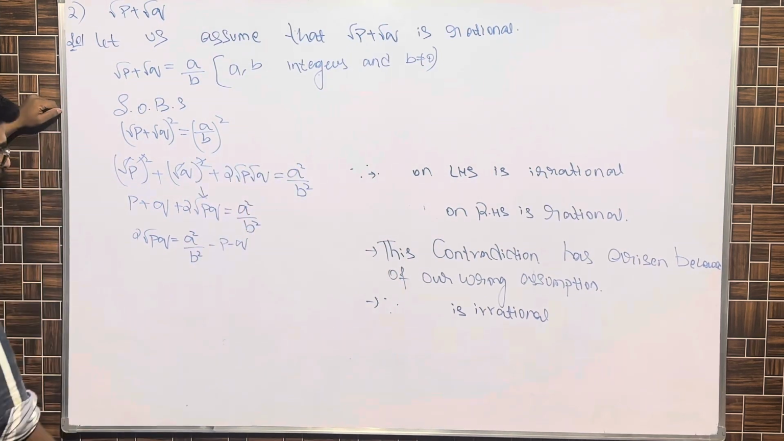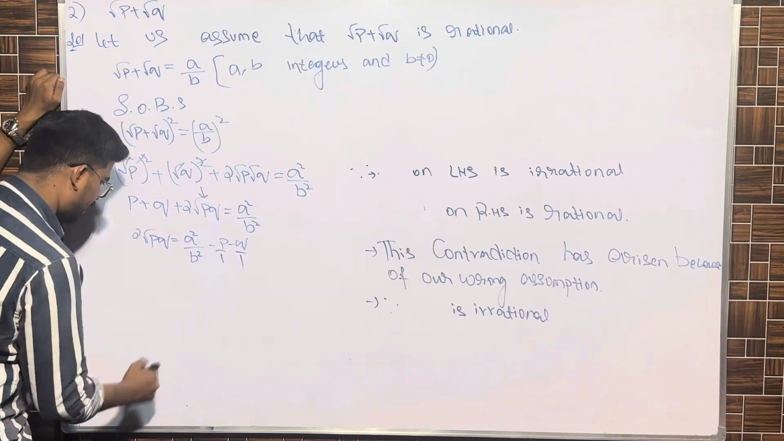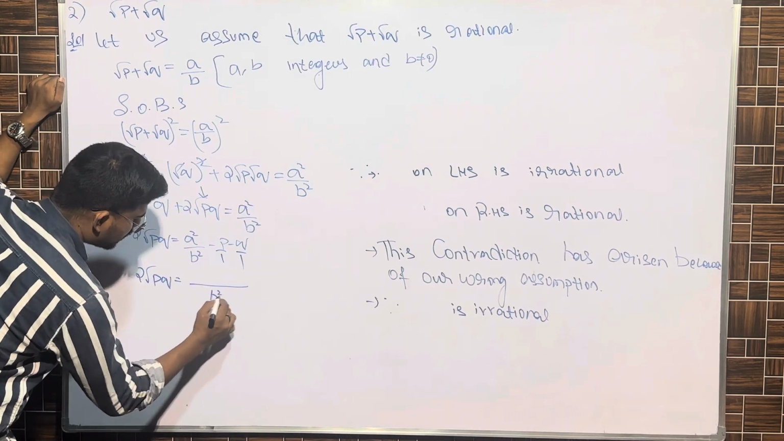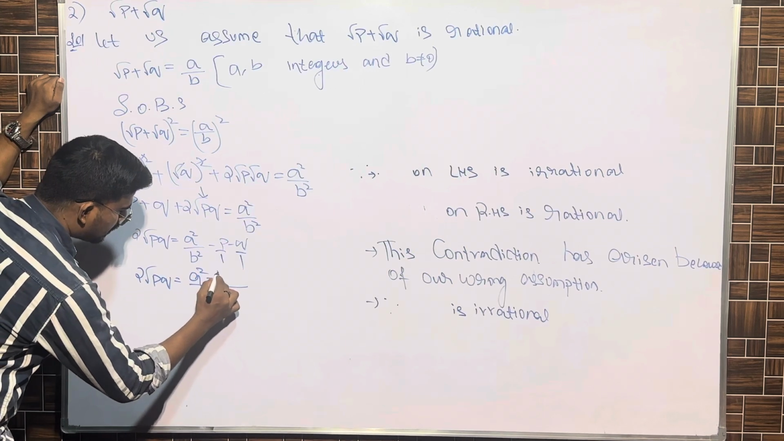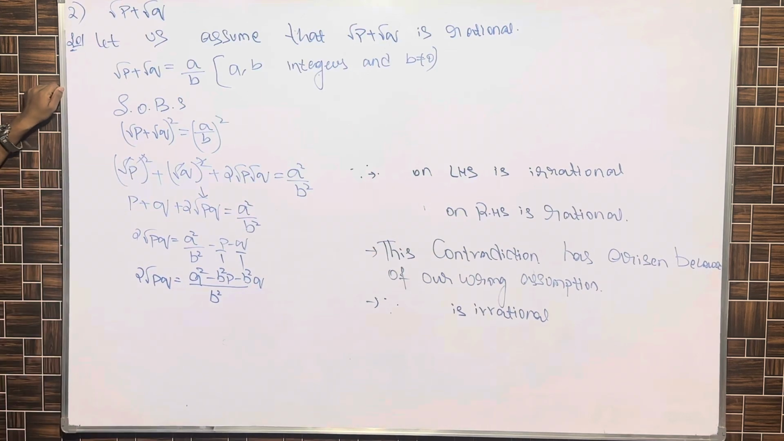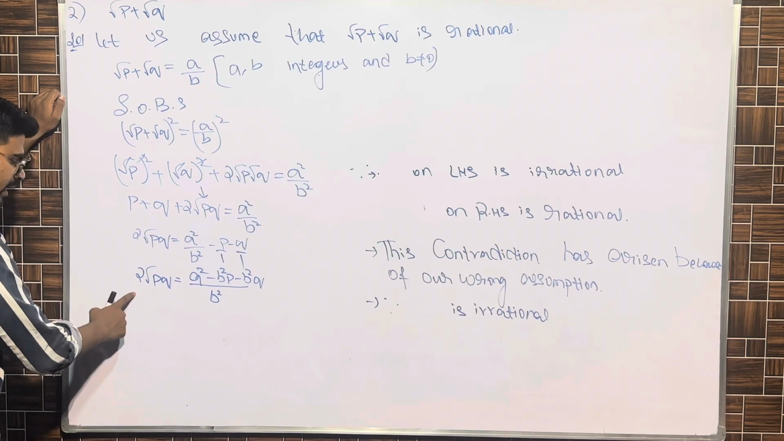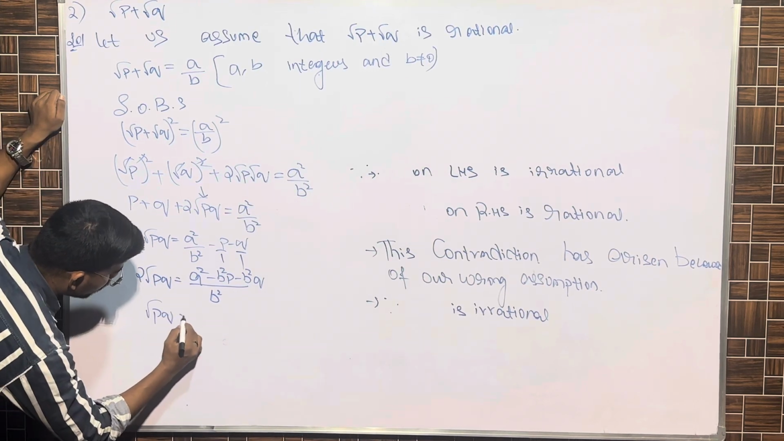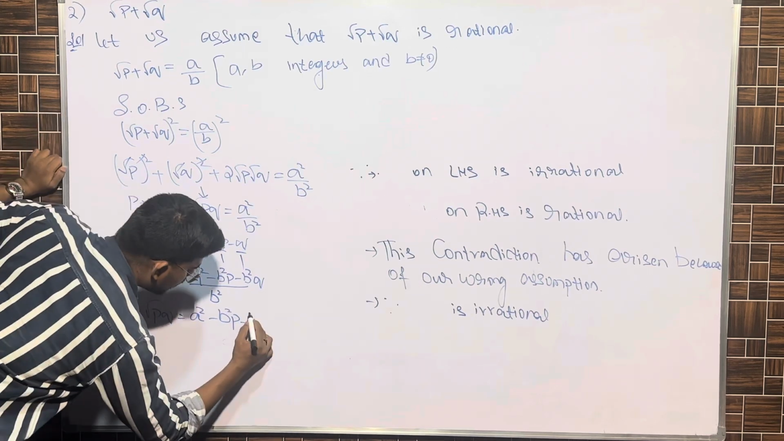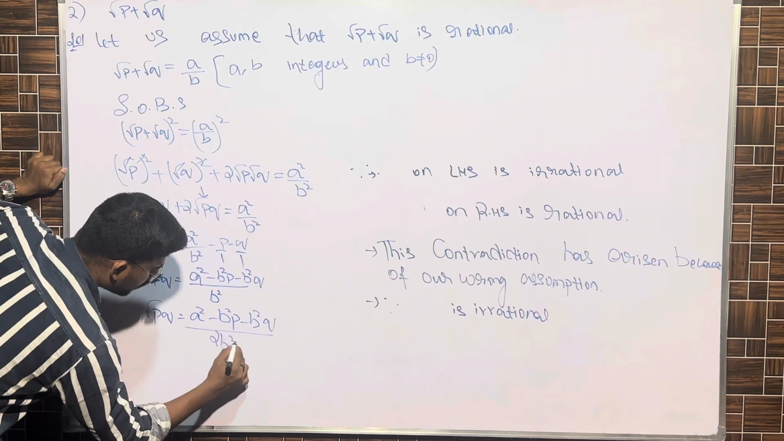Let us take the LCM. 2 root pq is equal to, b square is the LCM, (a square minus b square p minus b square q) divided by b square. The 2 is creating trouble. If I send it this side, it will become division, because here it is multiplication. Root pq is equal to (a square minus b square p minus b square q) divided by 2b square.